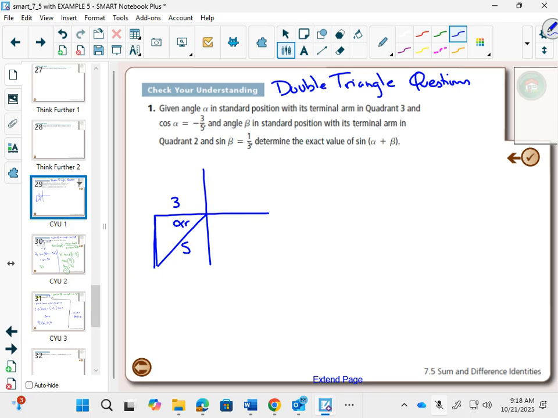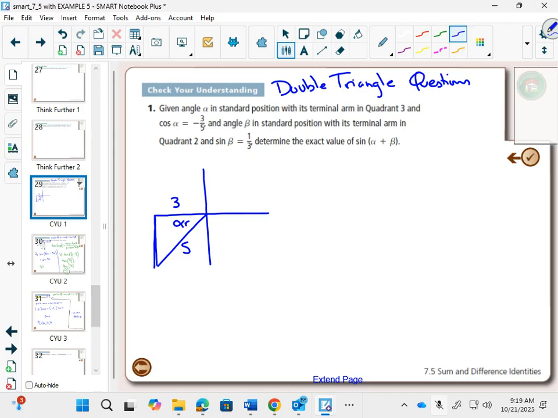When I label triangles, I just use positive values because that length is 3. Some people put -3 there because they're going backwards. It's not wrong. I just like labeling triangles with lengths, and then I make sure that I use my CAST rule later to tell that sine in this quadrant is going to be negative, and tangent in that quadrant would be positive.